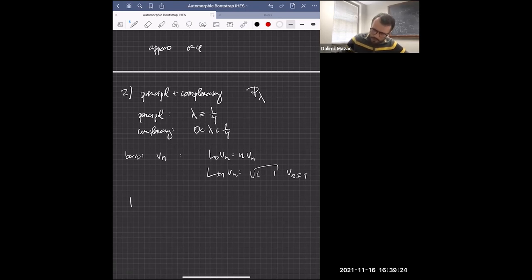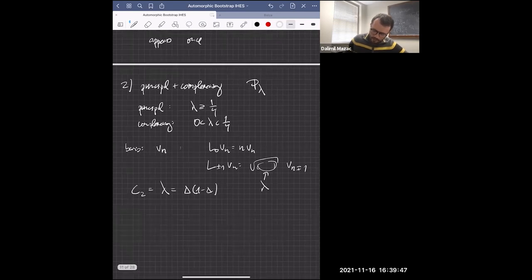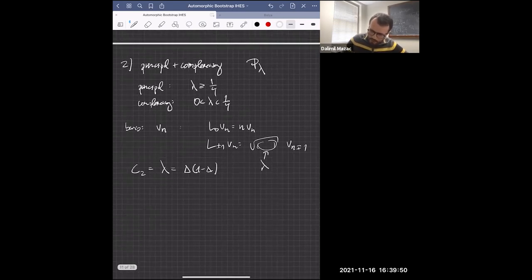Sorry, I should say that lambda enters in here. Lambda is the Casimir, the quadratic Casimir, and it enters inside this expression. It's going to be convenient to write it as delta times one minus delta. So the principal series corresponds to delta being 1/2 plus it, and complementary is delta being between 0 and 1/2.